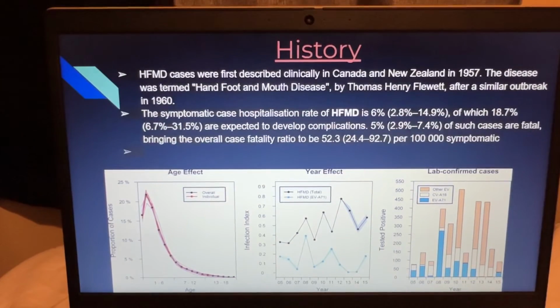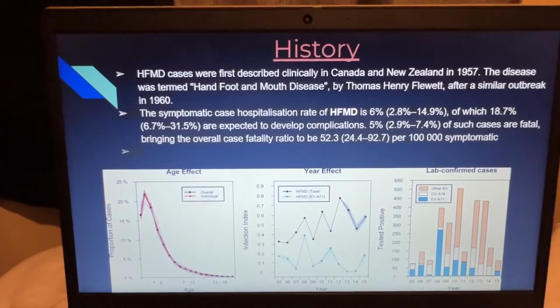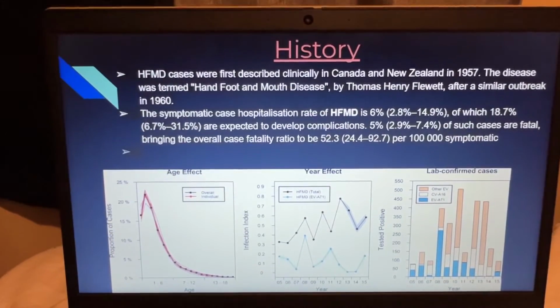These are the history notes that I've pulled up. There is some on Oahu, but I didn't mention it in here. But what I did find was that in Canada and New Zealand in 1957, there was the first outbreak of hand, foot, and mouth disease.